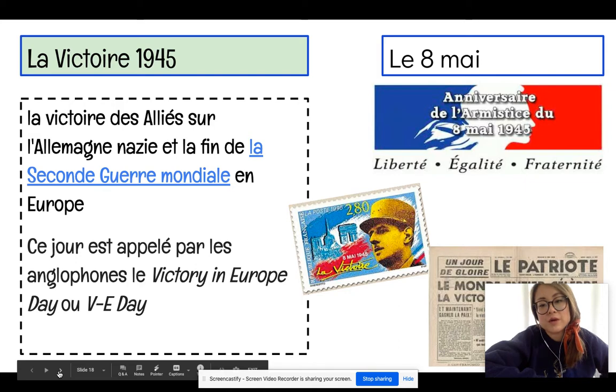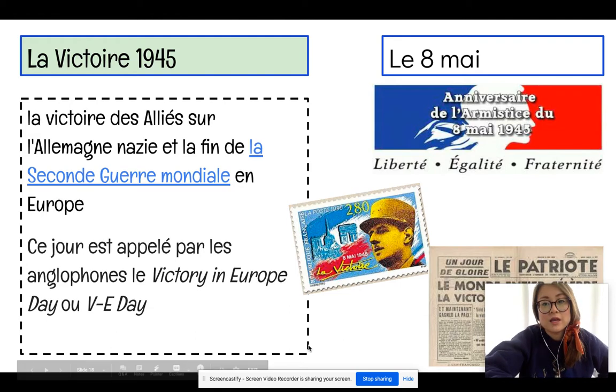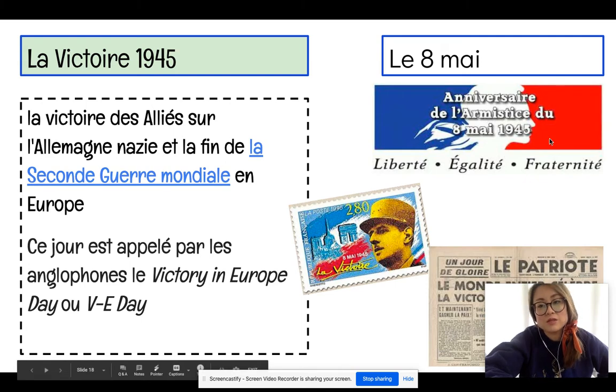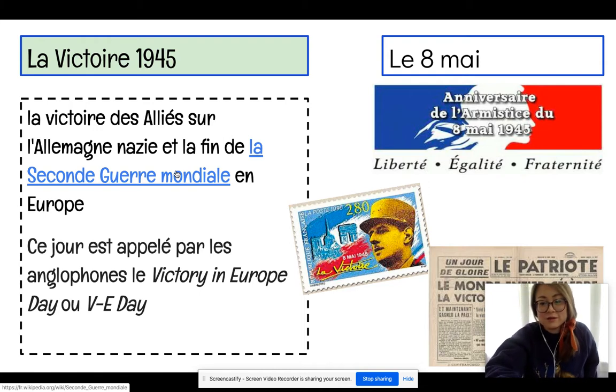Alors, c'est la victoire 1945 et c'est le 8 mai. Et cette fête est importante et c'est l'anniversaire de l'armistice du 8 mai 1945. Et la fête s'appelle la victoire. La victoire des Alliés sur l'Allemagne nazie et la fin de la Seconde Guerre mondiale en Europe. La Seconde Guerre mondiale, World War II, la Deuxième Guerre mondiale.